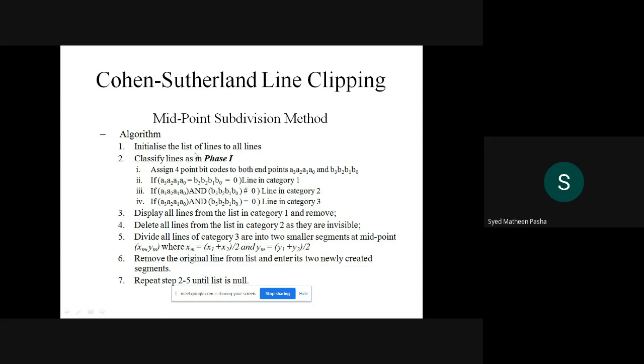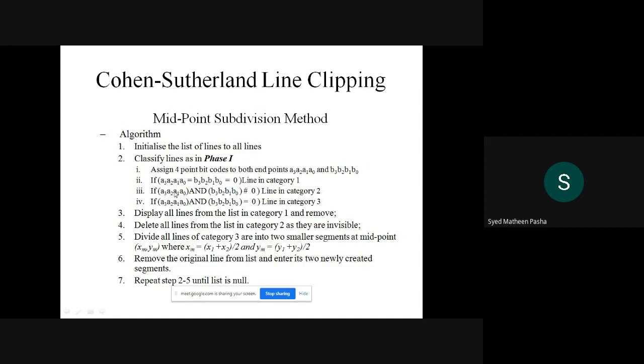Once it has listed all the lines, to classify these lines in phase 1, it will start assigning some points to the endpoints of those lines. That is, assign 4-bit codes to both endpoints. It will check for all the categories after assignment of bit codes, that is region codes, to each and every endpoint. First, it will check the condition here. If both the bit codes are equal to 0, it will come under category 1.